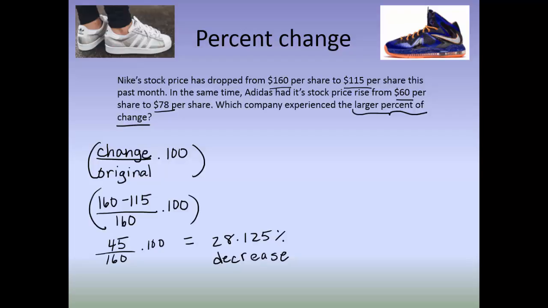Now let's try Adidas. Since their price went from 60 to 78, we need to subtract those two numbers and divide by the original number, which was 60, before multiplying by 100. So that changes to 18 over 60 times 100. And that comes out to be 30% exactly.